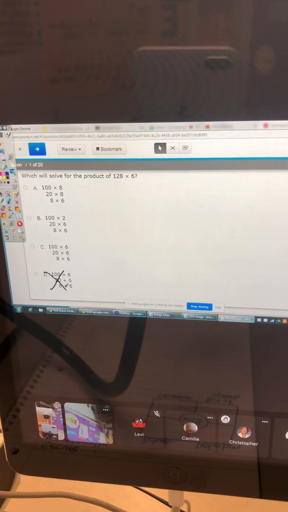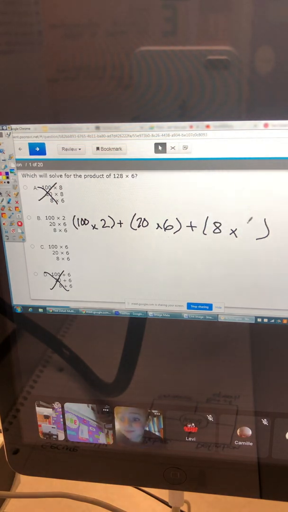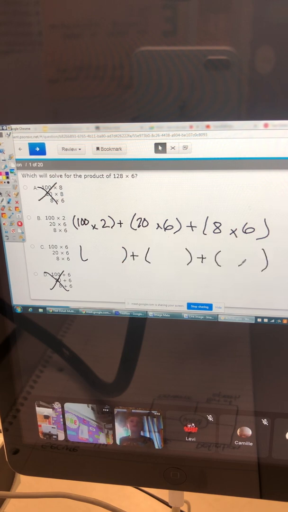So we can do D and A. So now that leaves us B and C. If I wanted to rewrite it out so I can see it a little better, I could do my parentheses: 100 times 2, 20 times 6, 8 times 6, and then the second one, just so we can see it, 100 times 6, 20 times 6, and 8 times 6.